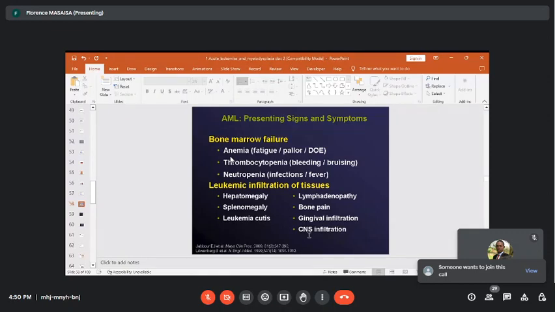But in acute myeloid leukemia, most of the time the patients do not have lymphadenopathy compared to acute lymphoblastic leukemia, but not every time. You may also find people with lymphadenopathy in case of AML.